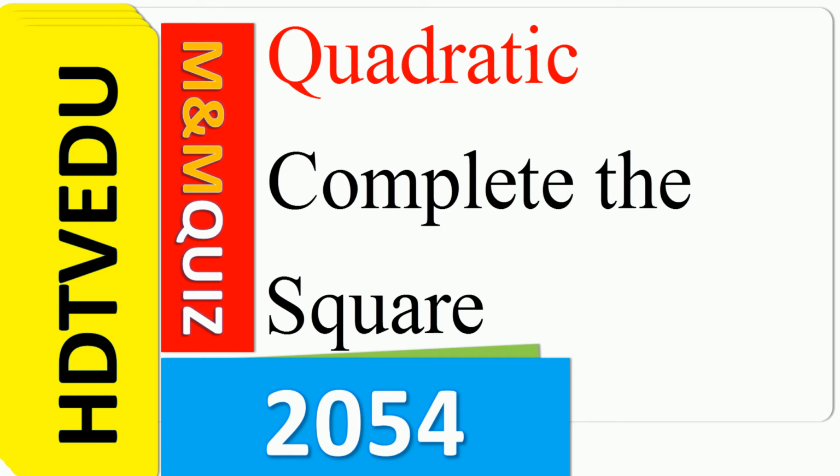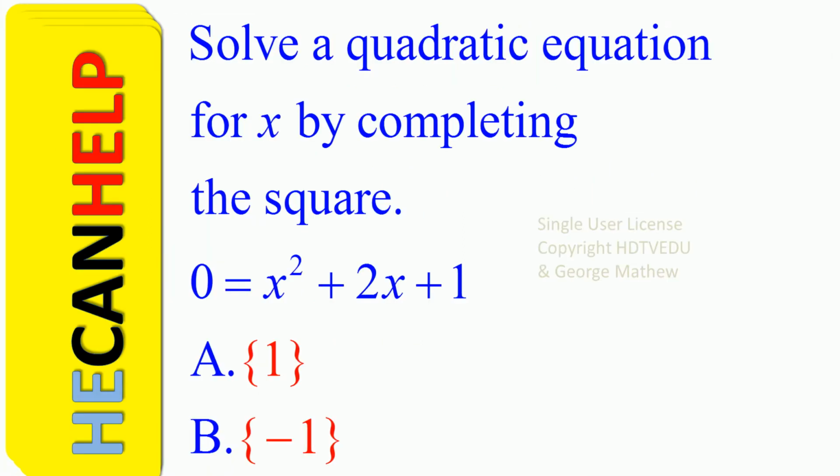Quadratic, complete the square, 2054. M&M quiz 2054. Solve a quadratic equation for x by completing the square. 0 is equal to x squared plus 2x plus 1. Is it A, positive 1, or is it B, negative 1?